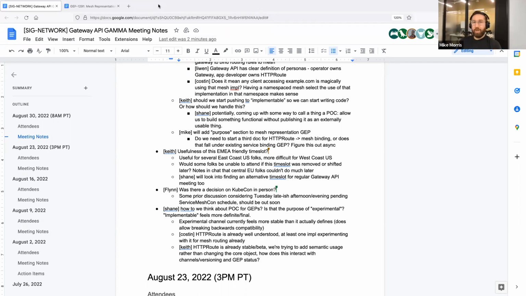That's a good point. We should add that as a goal for whatever document we do for HTTP route usage, that it should not require reconfiguring existing ingress.